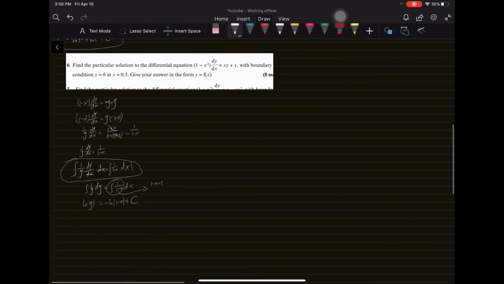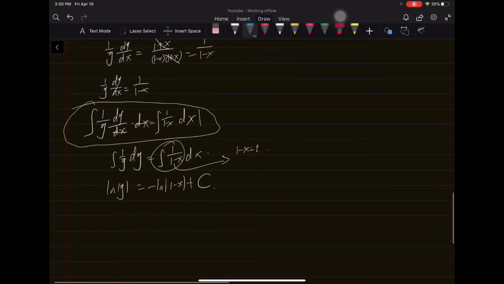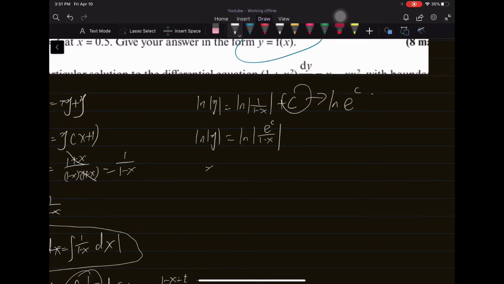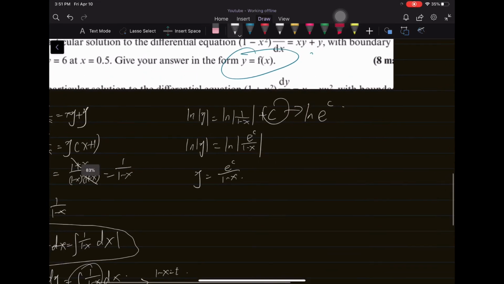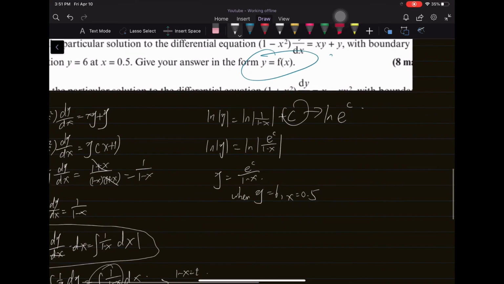So now it says it's in the form y equals f(x). So obviously we need to get rid of the ln. We write it here. Oh, sorry. ln y equals, we put the minus in it, plus c. Okay. In order to get rid of the ln, because we can write c in this form, right? So y equals this.